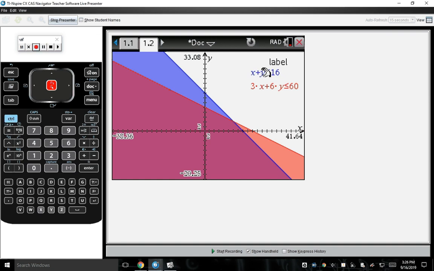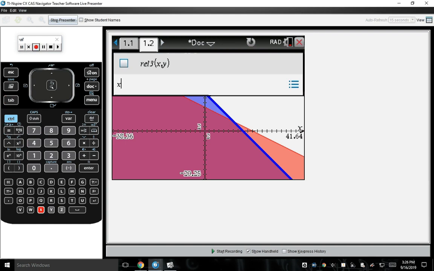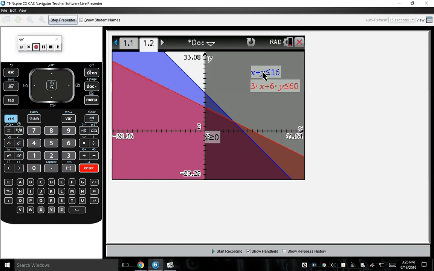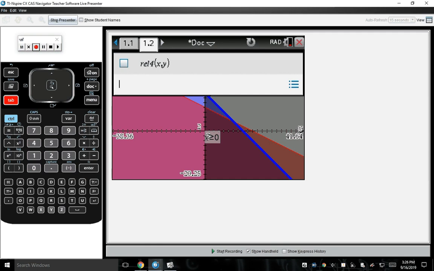And then I have a couple other ones. I have x is greater than, so tab, x is greater than or equal to 0. I press enter. You see it right there. It's shaded everything to the right of the y-axis. And then last but not least, we have y is greater than or equal to 0. So y is control equals greater than or equal to 0.